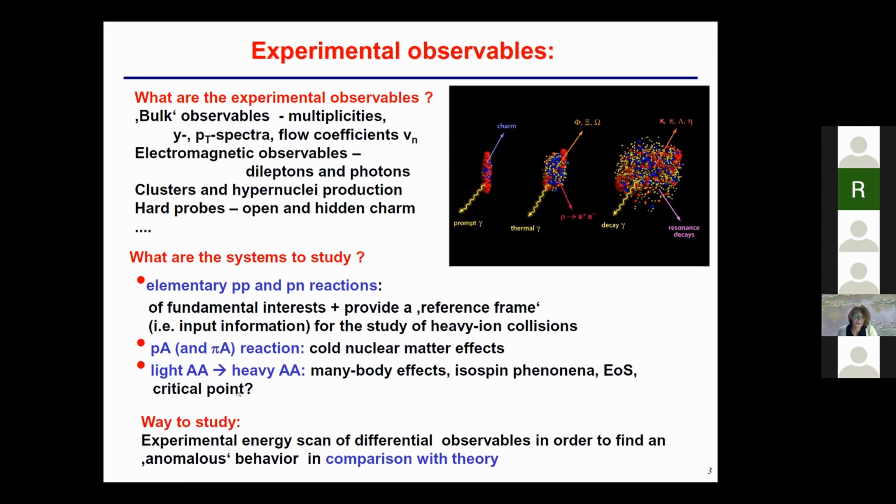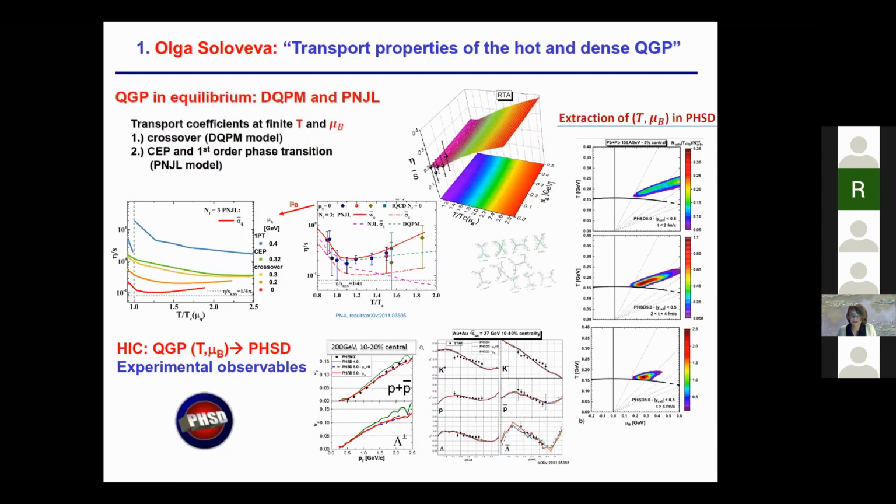And we also study proton-nucleus and pion-induced reactions, in order to obtain knowledge on cold nuclear matter effects. And of course, the main issue, we come to heavy ion collisions, making a scan from light systems to heavy systems. And here we have all the beauty of our knowledge: many-body effects, some isospin phenomena, the equation of state, the critical point, creation of quark-gluon plasma, and so on. But again, we have to compare with the theory. And some of such theoretical approaches have been presented today.